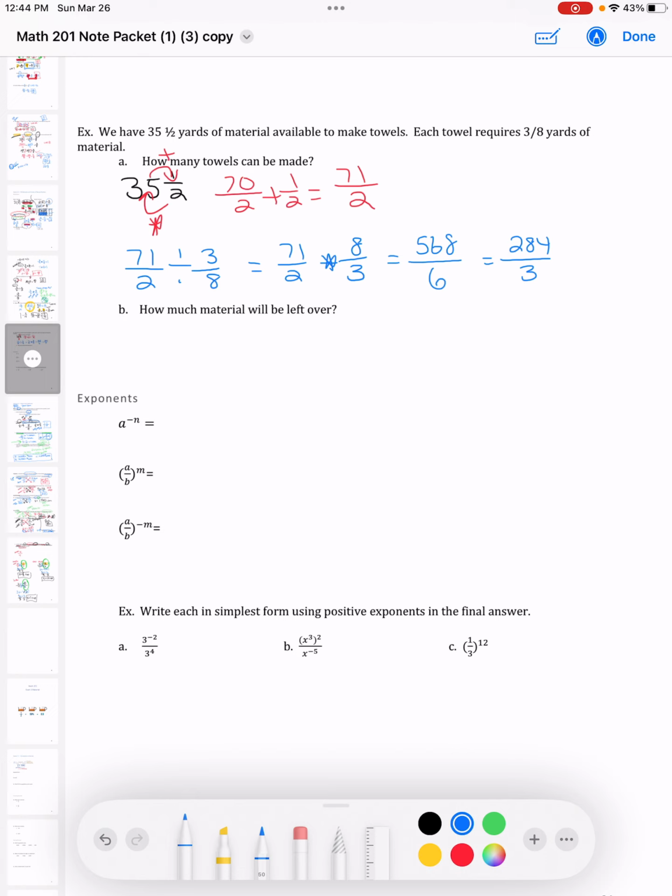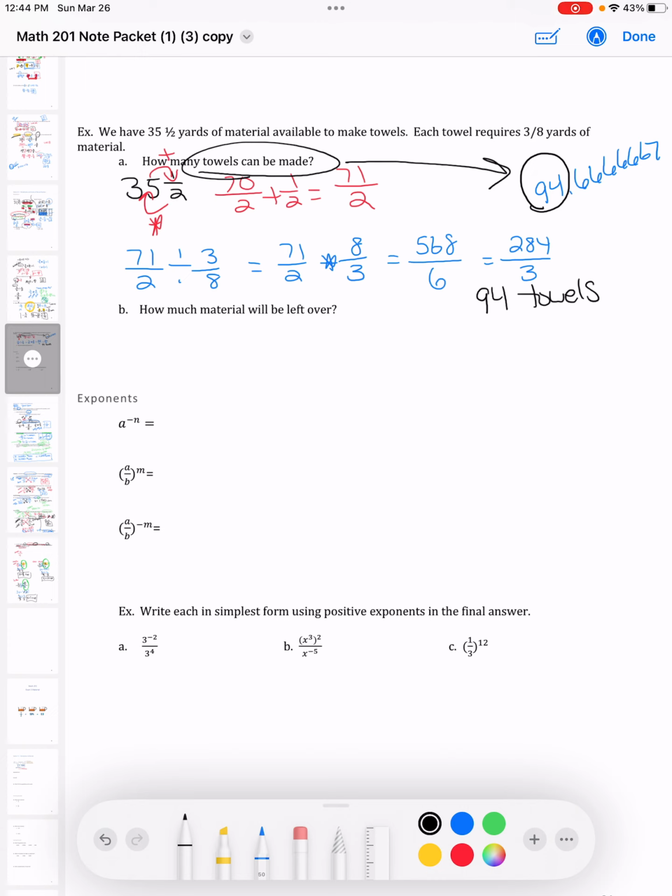284 thirds. Now I want to know how many whole towels I can make. I don't want part of a towel. So 284 thirds is 94.6666, a whole bunch of 6s and 7s. So that means I can make 94 towels. And I don't really care about that leftover 666 in part A. I just want to know how many towels can be made. So that's the whole number part of the problem.